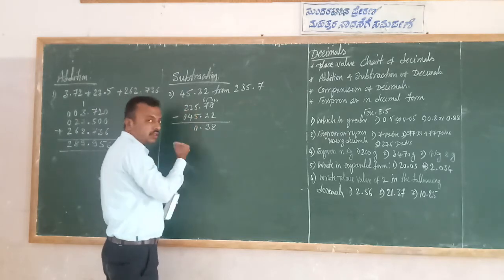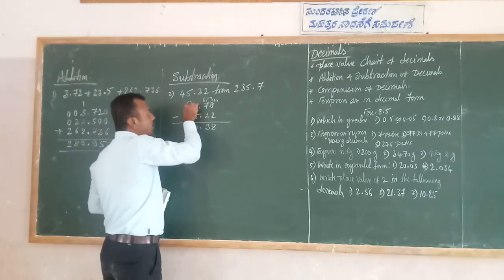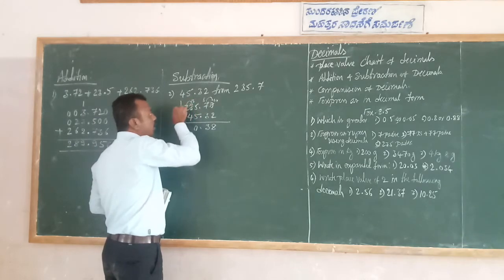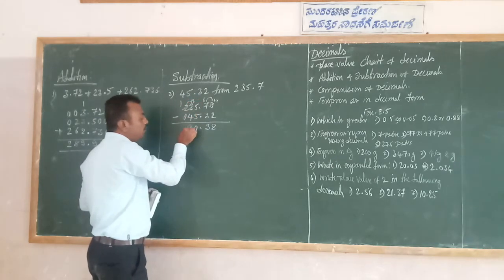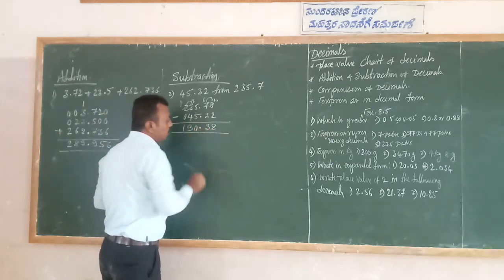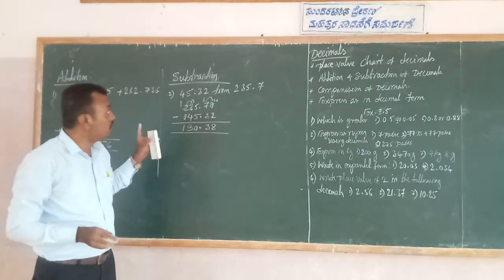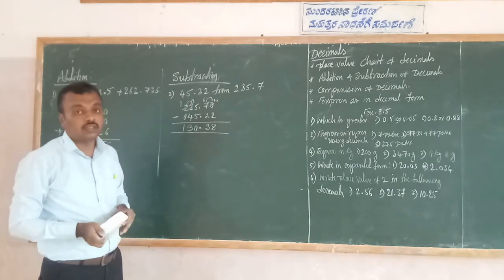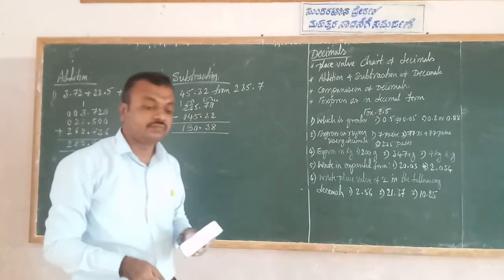3 minus 4 is not possible. Therefore you have to take the borrow. It becomes 13. It becomes 1. So 13 minus 4 becomes 9. So next remaining is 1. So 190.38. It is the subtraction of the decimals. Do you understand, students? Yes.